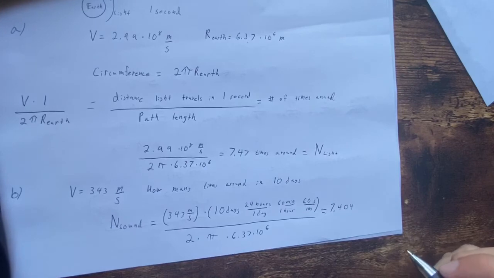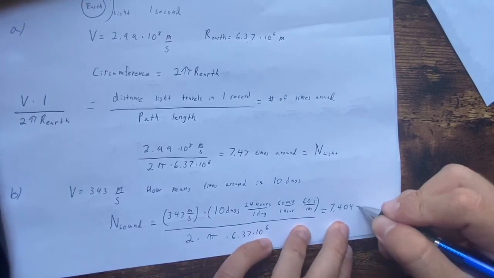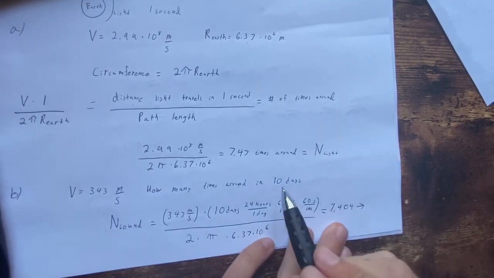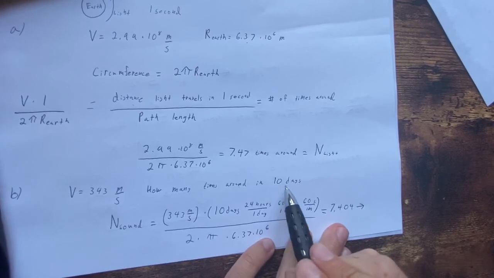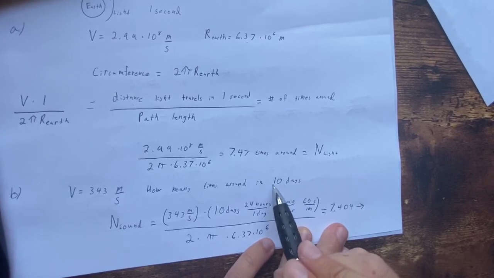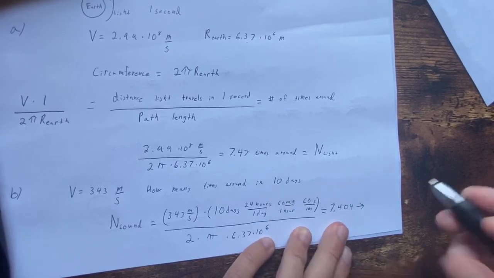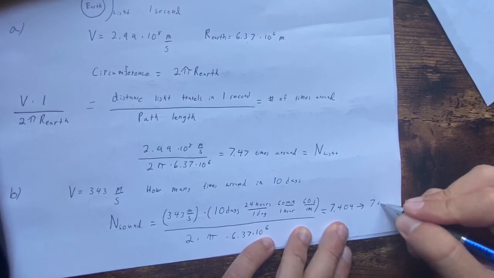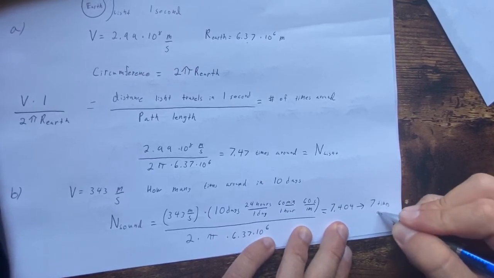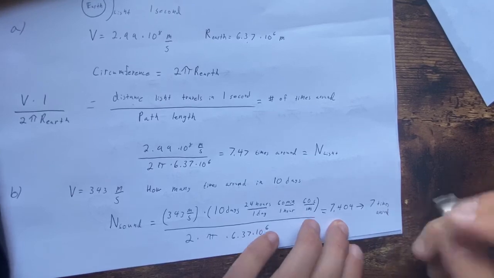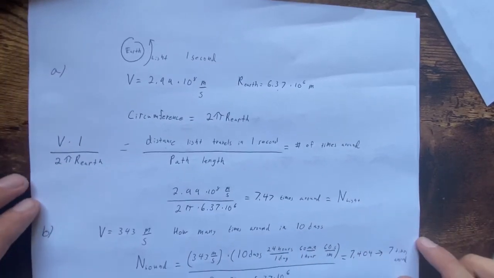And then if we're going to do sig figs for this one, our lowest number of sig figs for part B was this 10. There's no decimal point right here, so it should just be 1 sig fig. So we get 7 times around. And that is your answer.